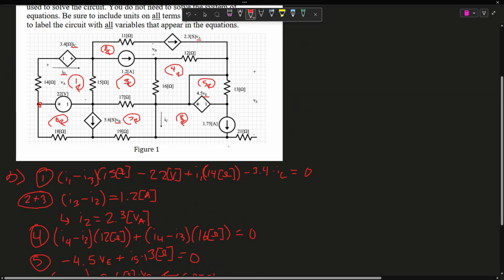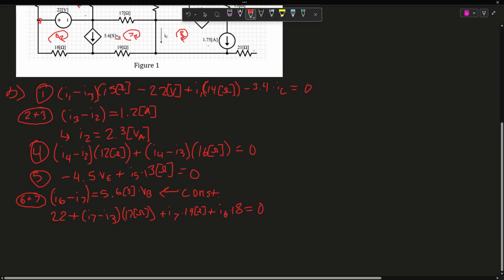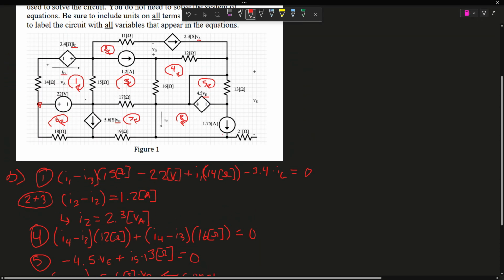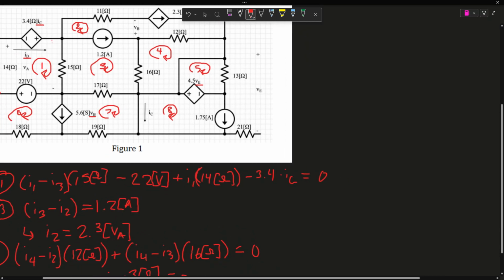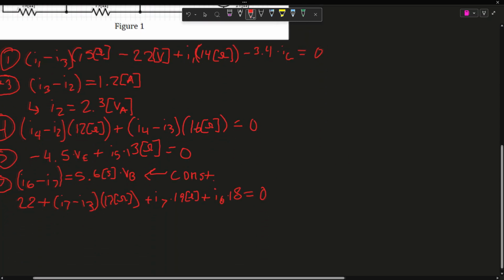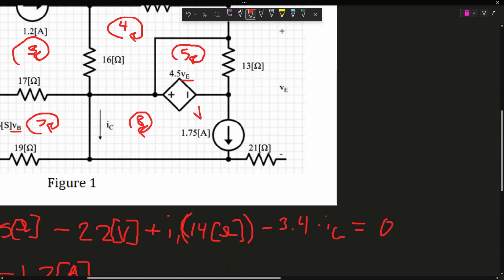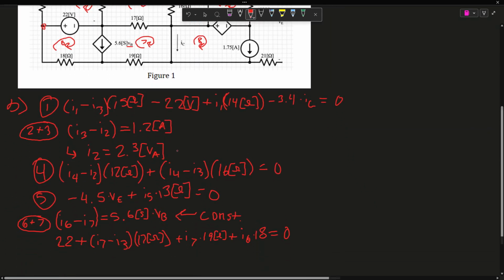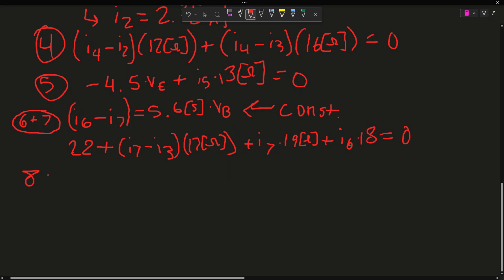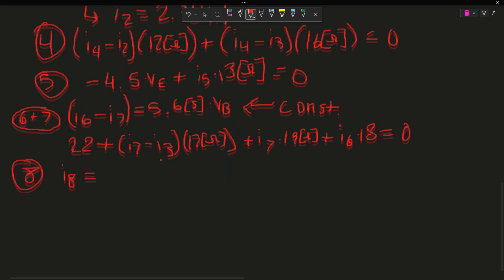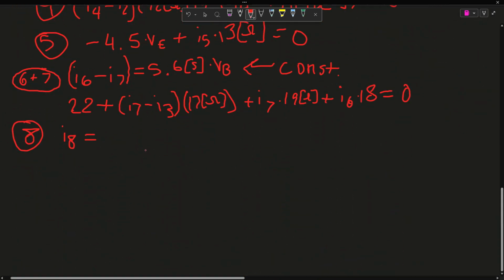Now we notice we don't actually need this loop. Well, I guess we kind of do for this IC actually, because we need it up here. But we notice that I8 is just equal to 1.75 because there's no imaginary loop defined on this side. And so I8 is just equal to 1.75 amp. All right.